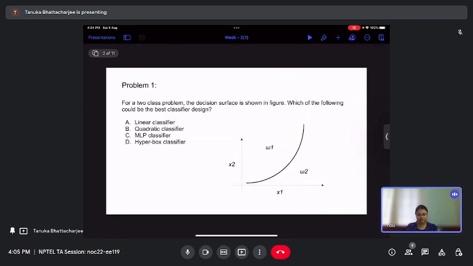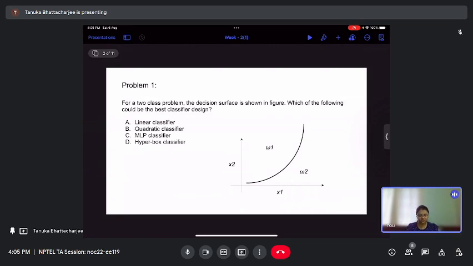All the points belonging to omega 1 are on the left side of this parabolic line, and omega 2 are on the other side, the right side. This parabolic line is basically the decision boundary. One side of it is one class and the other side is the other class. So, the question is, what type of classifier is best suited for this? The classifier will try to model this decision boundary, so what type of classifier will be best able to model this type of boundary?